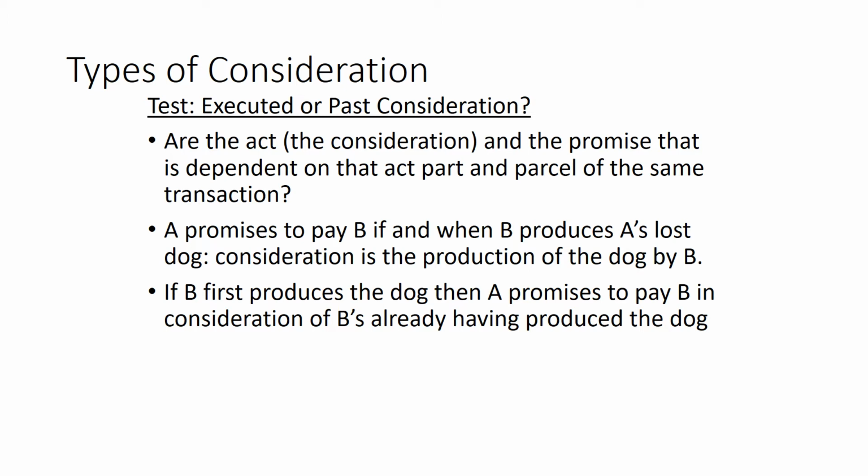And the test is going to be, is the act, which is the consideration, and the promise, are those dependent on that act, part and parcel of the same transaction? So as a simple example, A promises to pay B if and when B produces A's dog. This is consideration because B is going to produce A's dog. This is executed consideration. But if B first produces the dog and A, being grateful, promises to pay B in consideration of B already having produced the dog, that is past consideration. B did not act in reliance on A's promise because A's promise came after B performed.